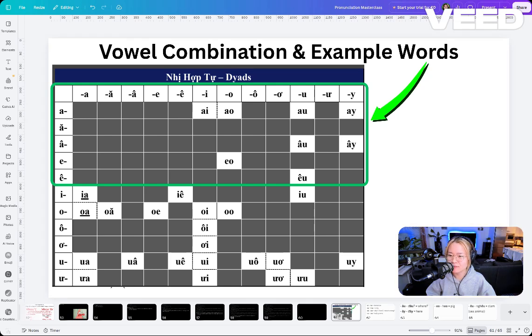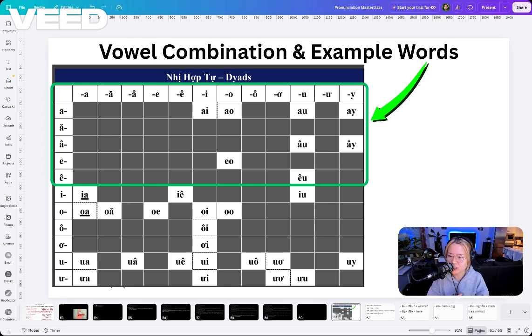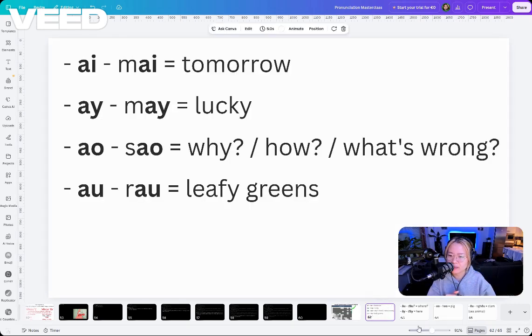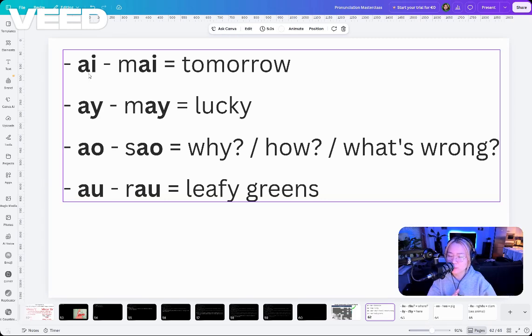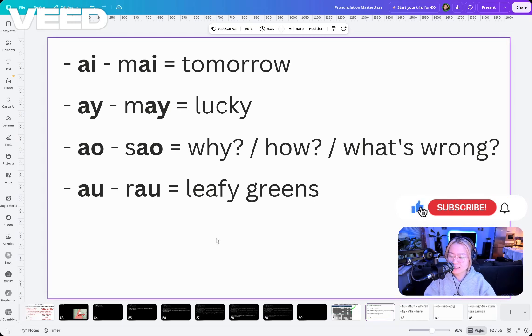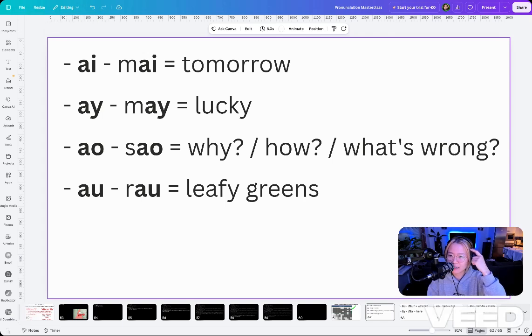Let's practice vowel combinations and the example words for each vowel combination in Vietnamese. This is the backbone for your pronunciation if you want to be understood and if you want to understand what the other person is saying. We will go first with all the combinations starting with a. Just listen and repeat. I will ask you questions so that you recall the meaning, and I also leave you time to repeat right after me.